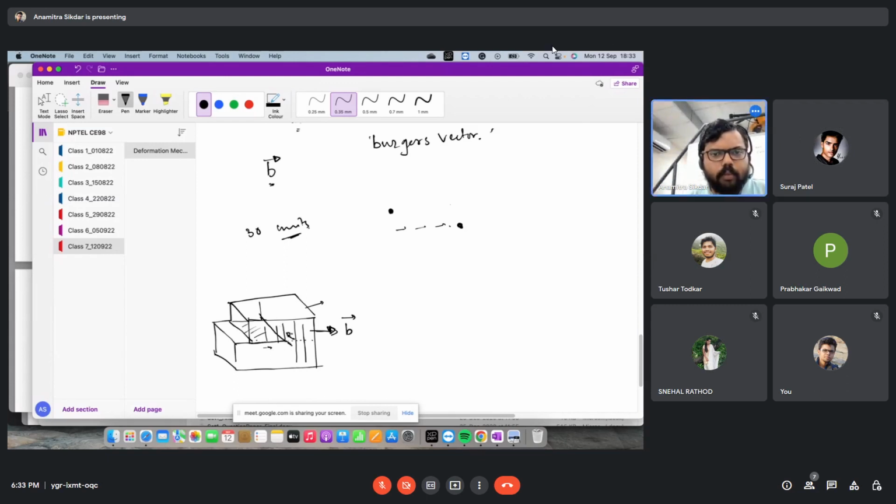Okay, so there is another parameter that is called the tangent to the slip line, so that will be t. So in case of edge dislocation, this b will be perpendicular to t. All right. Did you understand this much? Yes. And the other part is screw dislocation.